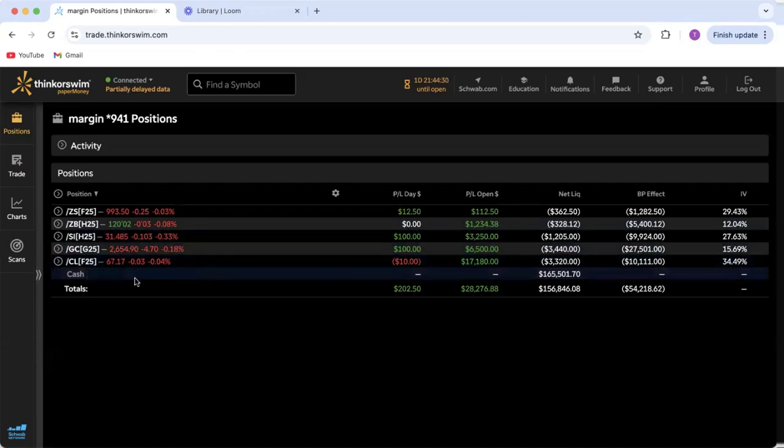So what I can see from this page, if I just look at the crude oil, the bottom one, the CLF 25, right next to it you see 67.17. And next to that, it says minus 0.03. What that means is the 67.17 is the price of crude, the price of that contract right now. And the number next to that means it's down 3 cents.